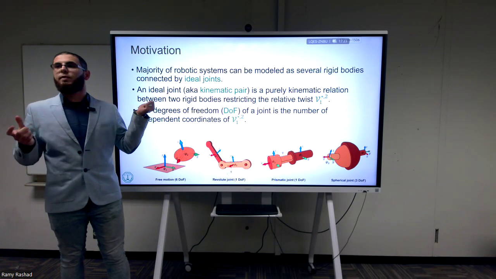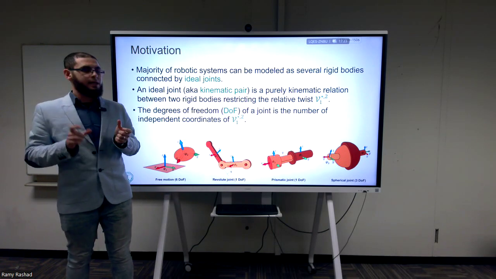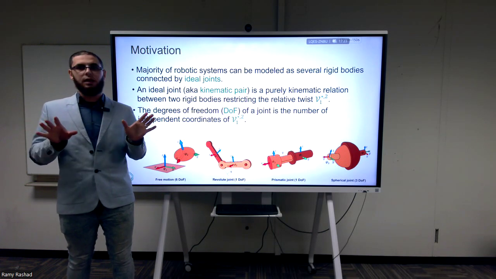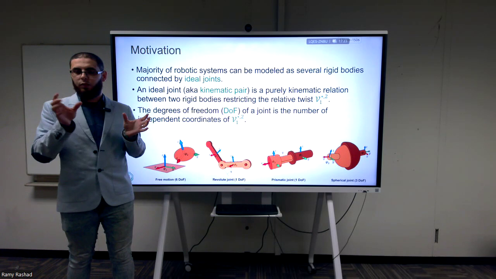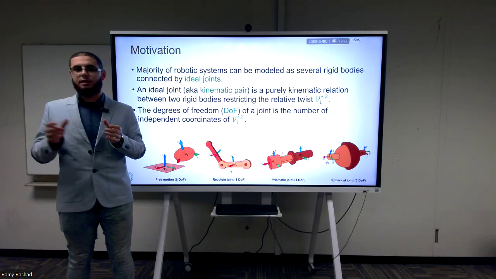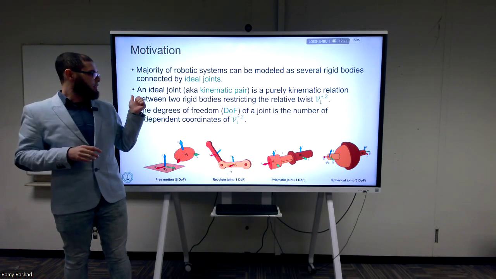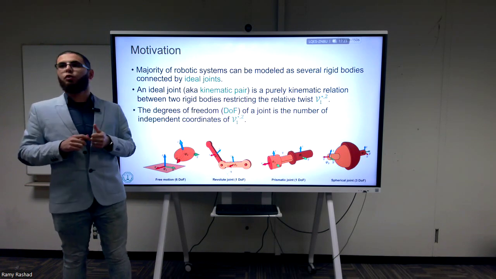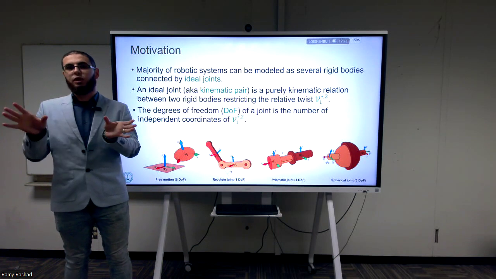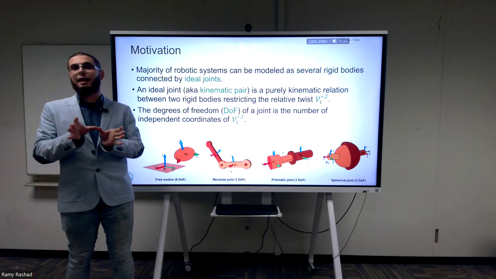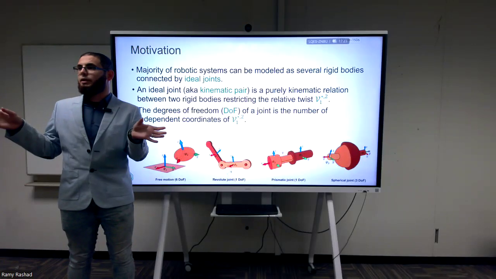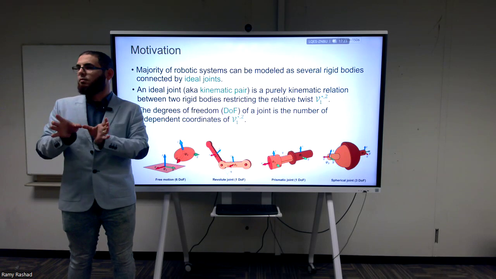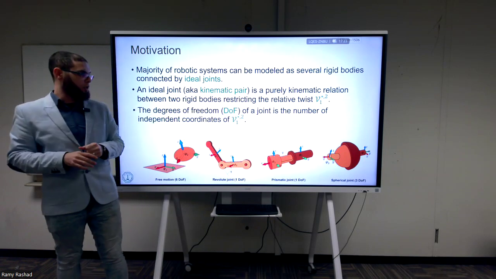An ideal joint, another name for it is a kinematic pair, is a purely kinematic relation. So there's no dynamics involved, there are no forces or wrenches within the definition of these kinematic pairs. It's simply a kinematic relation that restricts the motion between two rigid bodies. That's it. So if you have two rigid bodies and there's a joint in between, this means that these two rigid bodies, each of them separately had 6 degrees of freedom, but when they are connected together now, they have less than that. Okay? So this is what the ideal joints do.